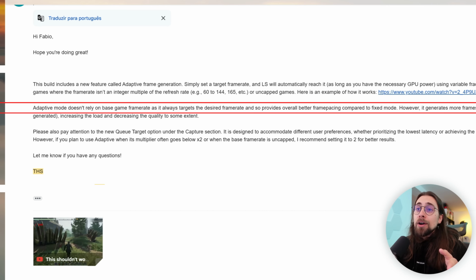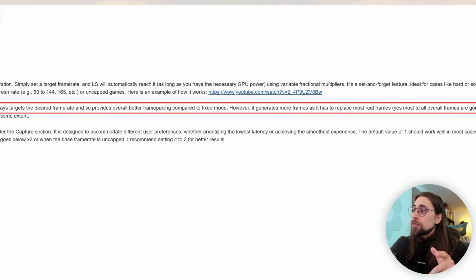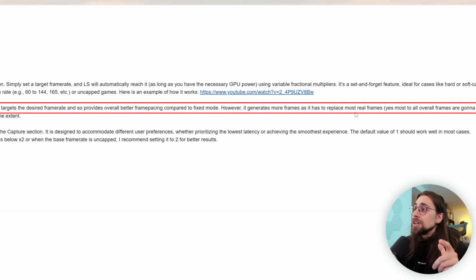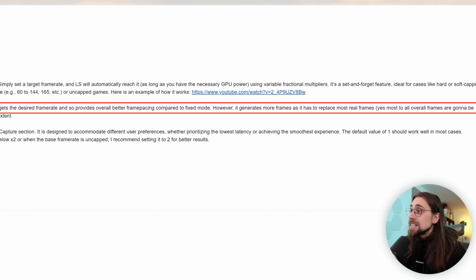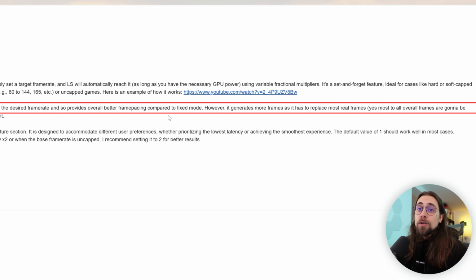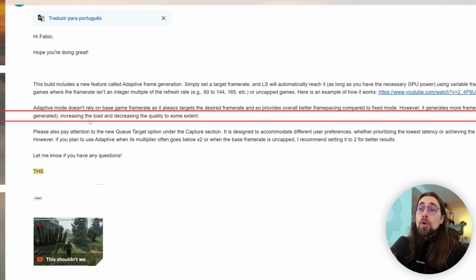Adaptive mode doesn't rely on base frame rate as it always targets the desired frame rate and so provides overall better frame pacing compared to the fixed mode, generally. However, it generates more frames as it has to replace the real frames. Most of all overall frames are gonna be generated, increasing the load and decreasing the quality to some extent. So we can't really expect magic here.